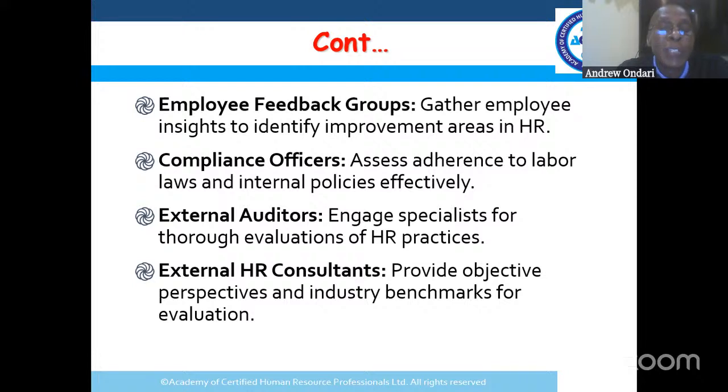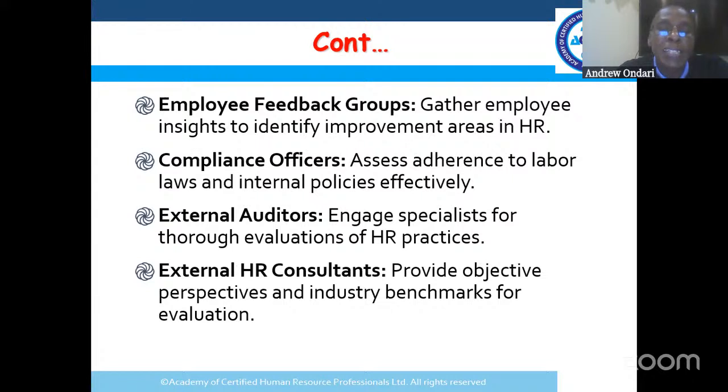Another group that can do this is compliance officers. Compliance officers can be within or outside the organization. For example, in health and safety, there are compliance officers that can be within an organization. These compliance officers ensure that health and safety policies are adhered to and that legal requirements are followed, such as health and safety audits. So compliance officers can do that from within the organization.